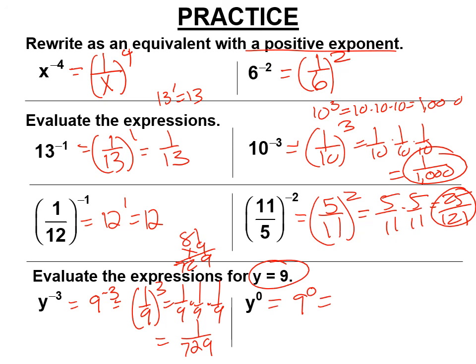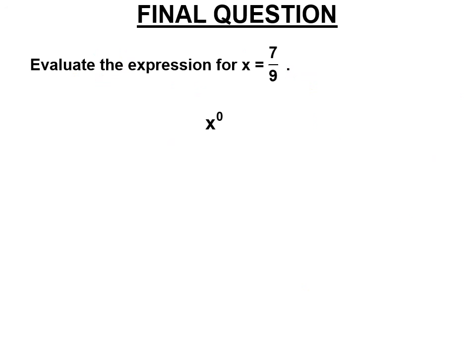Everything to the 0th power equals 1. All right, so what does that equal? It doesn't even matter what x is, it's 1.